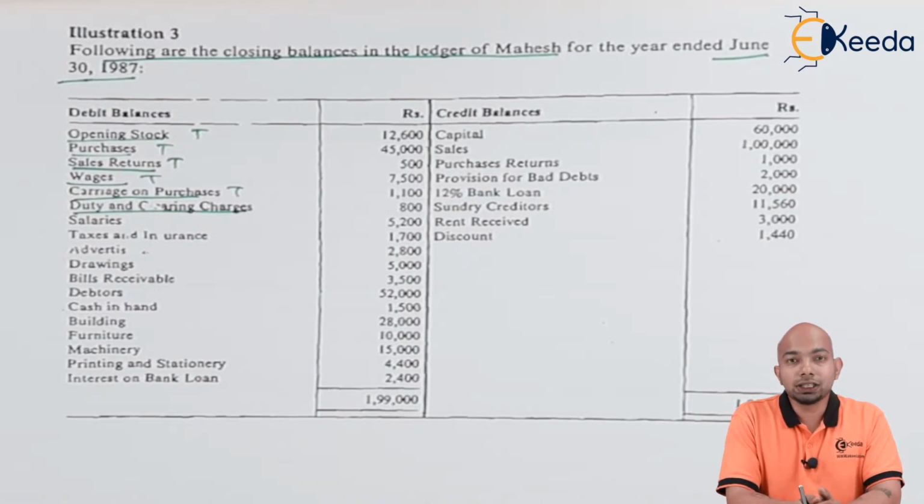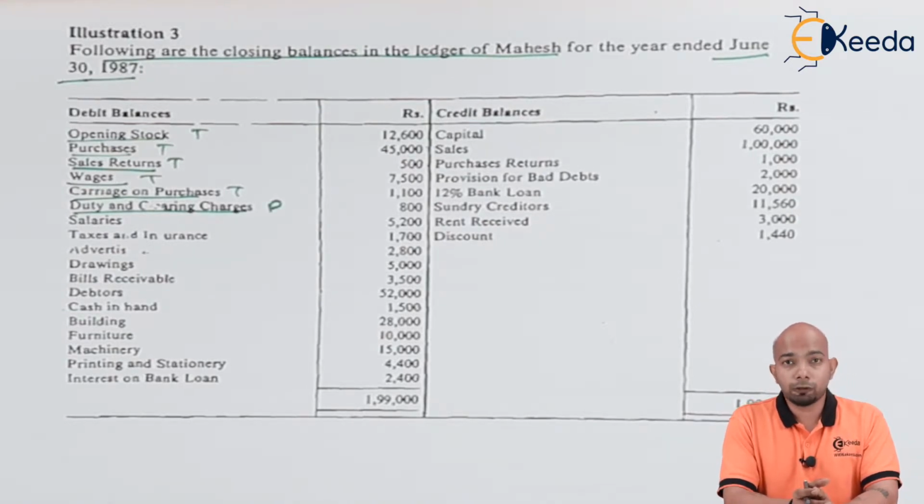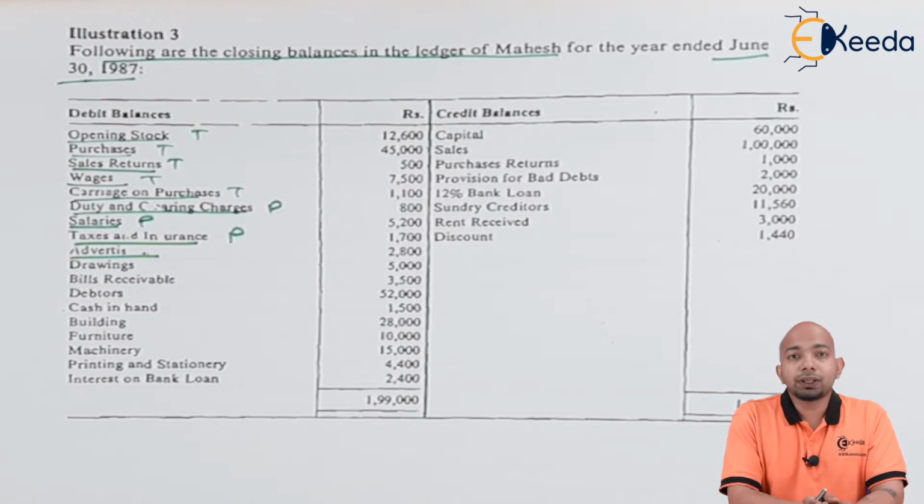Duty and clearing charges is a part of office and administrative expense, hence it will be a part of profit and loss. Salaries, on the other hand, which has been mentioned, is also a part of profit and loss, hence it will be an expense mentioned on the debit side of the profit and loss account. Taxes and insurance is again an administrative expense, hence it is a part of the debit side of profit and loss account. Advertisement again is an expense which is mentioned as a part of administrative expense, hence it will be a part of profit and loss account.